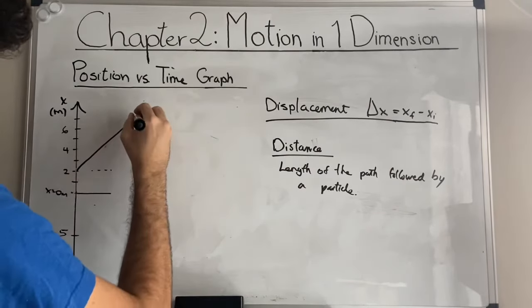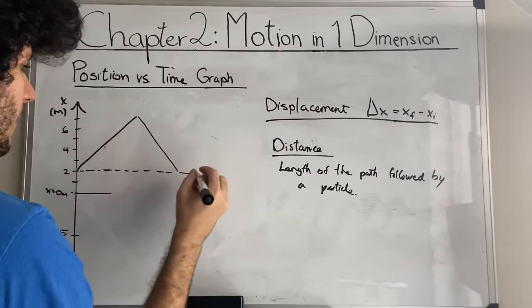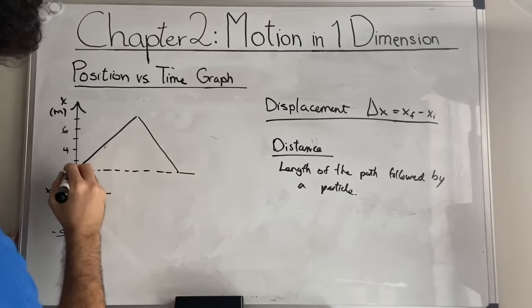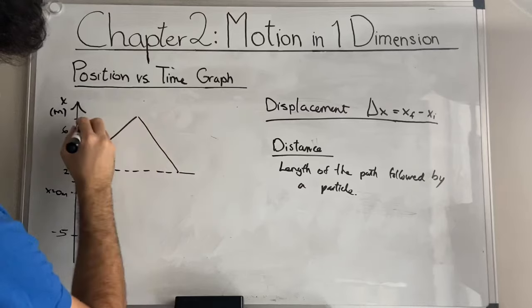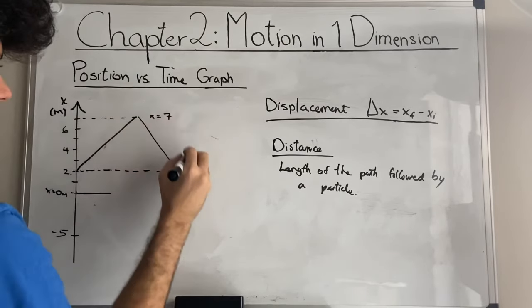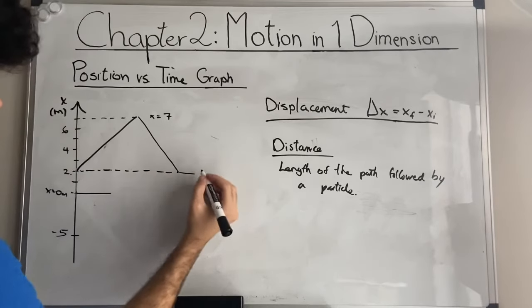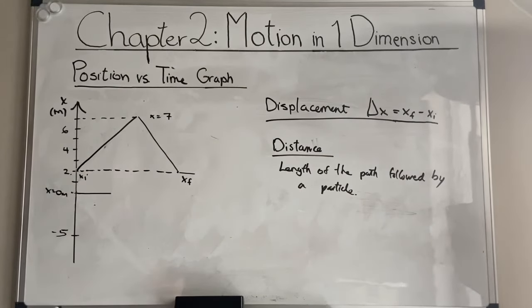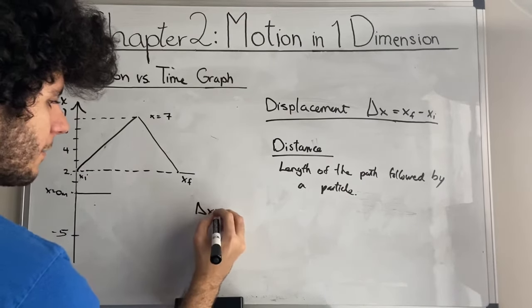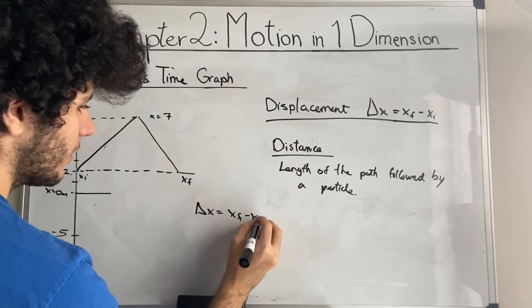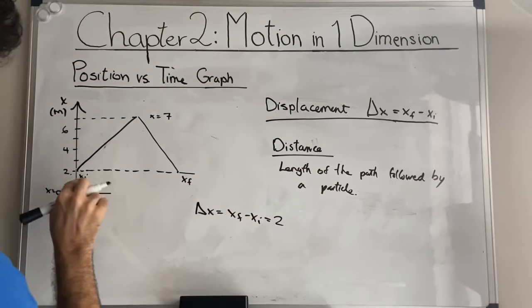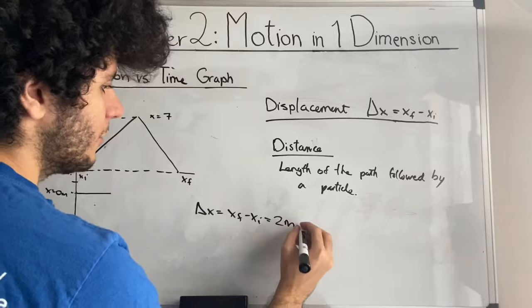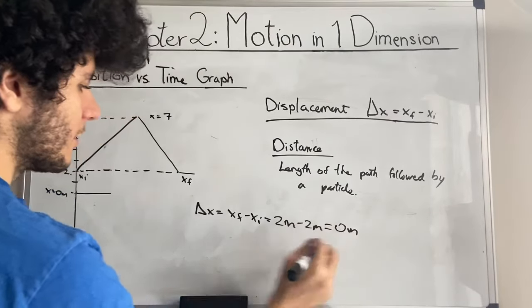If we have this: Timmy's walking from x is equal to 2 to x is equal to 7, and then heads back to x is equal to 2, right? And this is his final position. His initial one is over here. Well, if we're asked to determine both values, the displacement and the distance, you'll see that we'll end up with two different results. The displacement can be calculated with that formula, xf minus x initial. And because at both the final and initial position we have 2 meters, we end up with 0 meters of displacement, right?